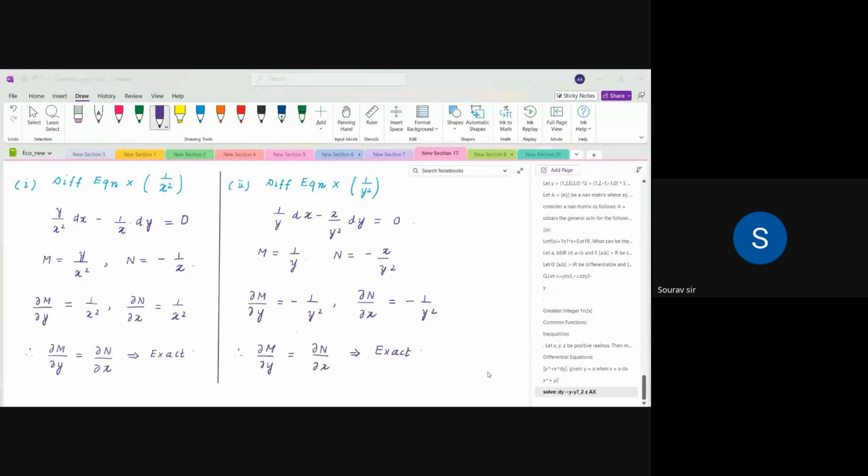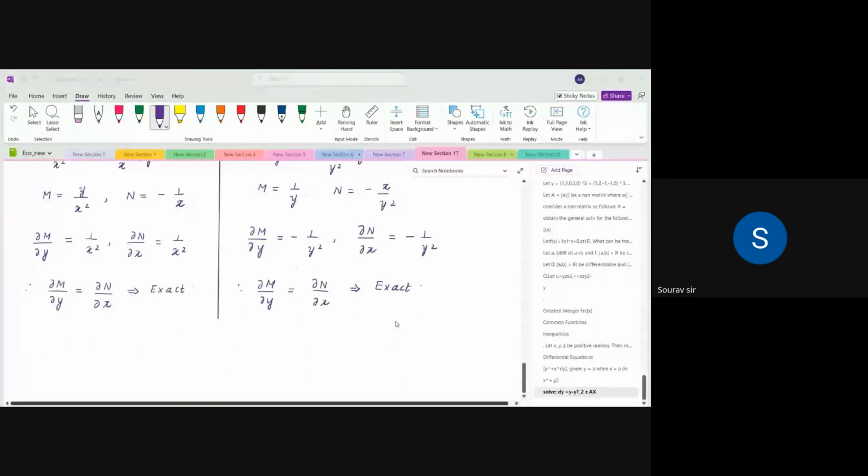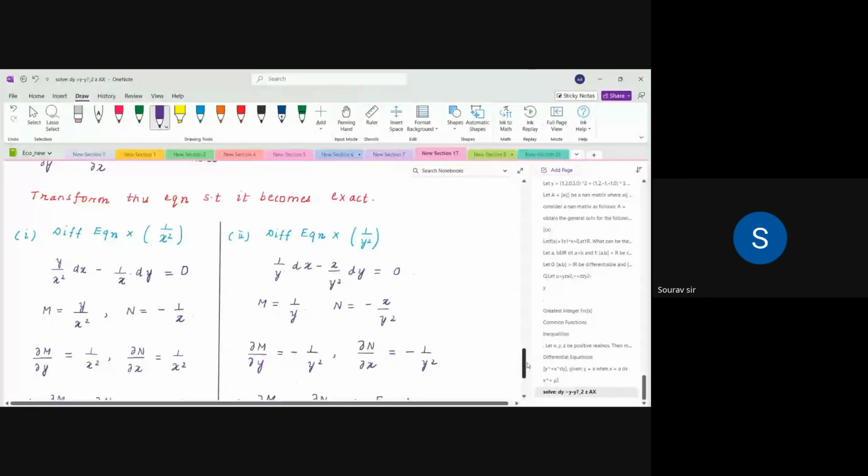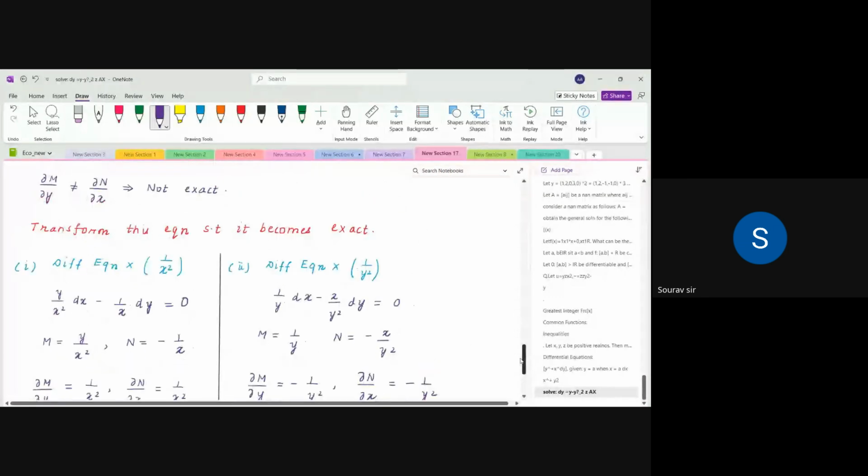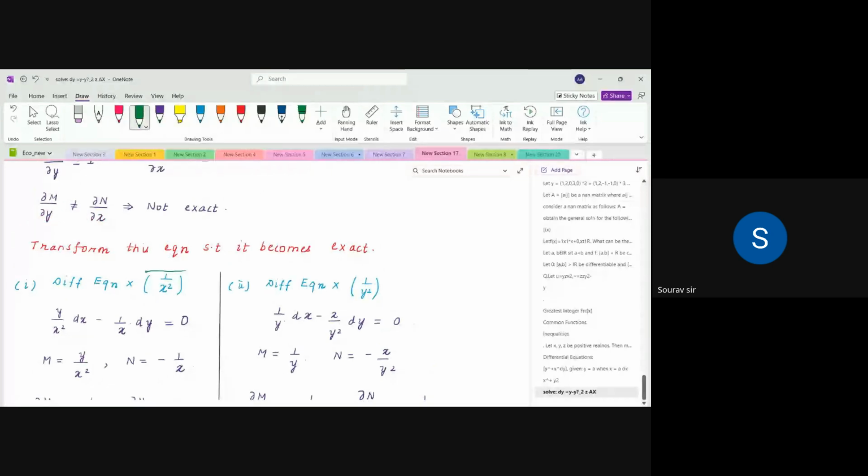And likewise, like Avik has already pointed out, if you multiply with 1 by xy as well, then also you get an exact differential equation. So what are we essentially doing? We are trying to multiply our differential equation with a function such that it becomes exact, right? And that function with which you are multiplying to make the differential equation exact is known as the integrating factor. Okay.